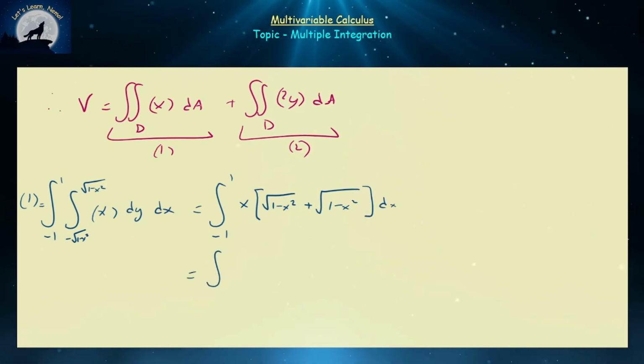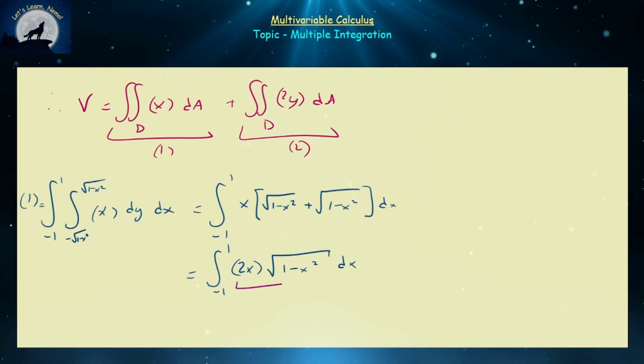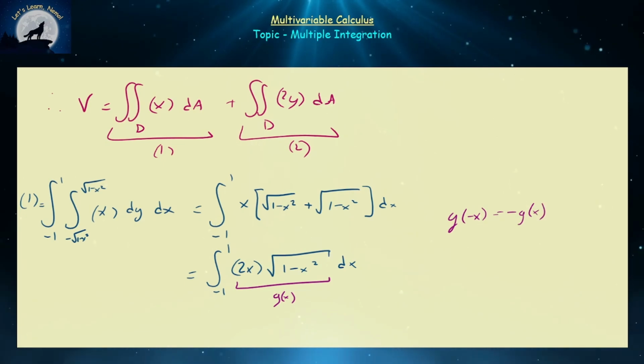And this is going to be equal to the integral from -1 to 1 of 2x times the square root of 1 minus x squared dx. Now, a couple little observational things. Let's call this function g(x) for a moment. And notice that g(-x) is equal to -g(x). Right? So what is the significance of this?